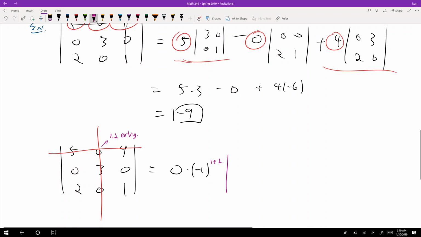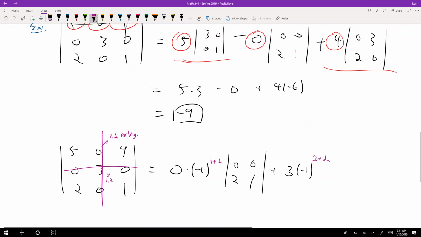And then we have to multiply the determinant of whatever's remaining. What's remaining is 0, 2, and 0, 1. So we find the determinant of that. Well, we don't actually have to in this case, because the 0 takes care of it. So that's the first term I calculate. Then I'll calculate 3 times -1 raised to the 2 plus 2, because this 3 is in the 2, 2 entry. And then what's remaining is 5, 4, 2, 1.